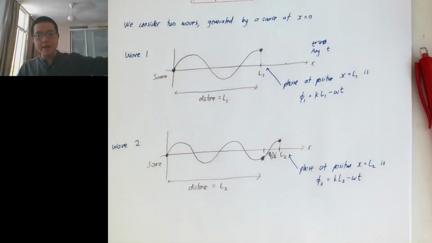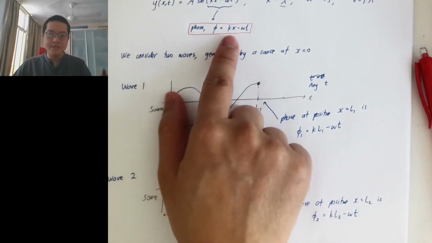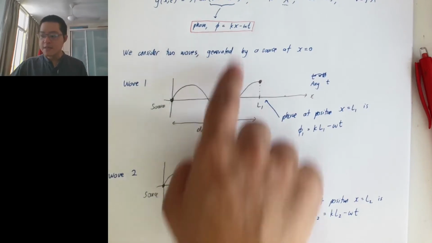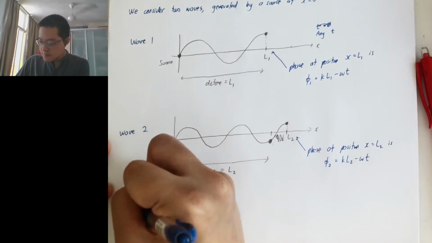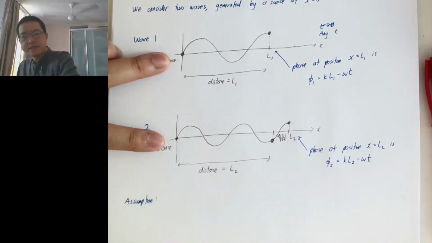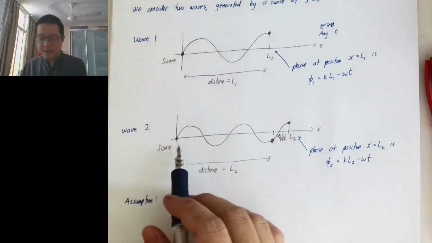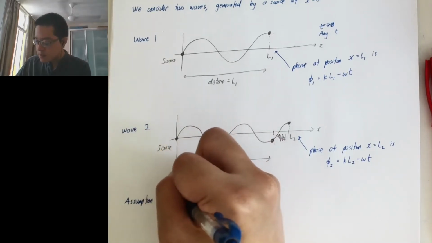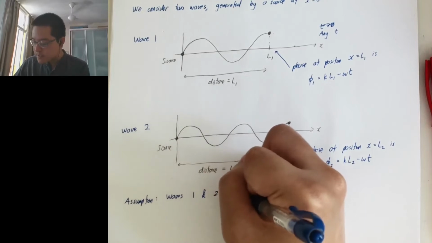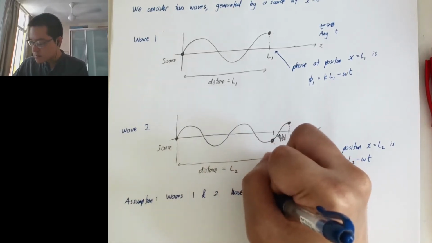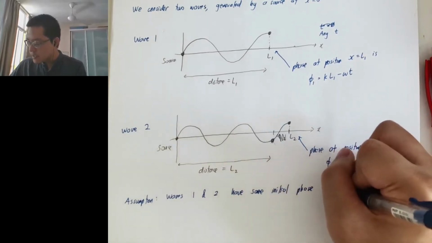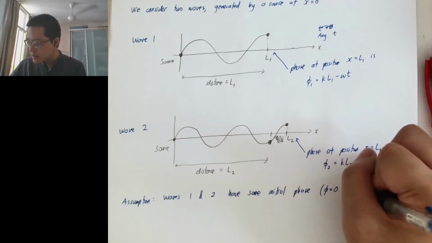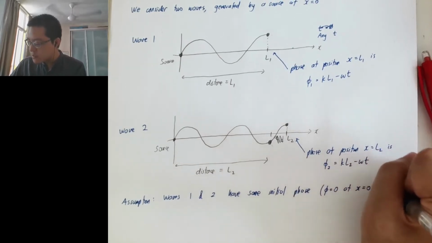So hopefully everyone can follow, because I'm not doing anything complicated here. I just substitute the position for each wave, right? So I got two waves, and the assumption is I draw in such a way that I start from 0 here. So that means waves 1 and 2 have the same initial phase, which is that the phase is 0 at position 0 and time 0, okay?